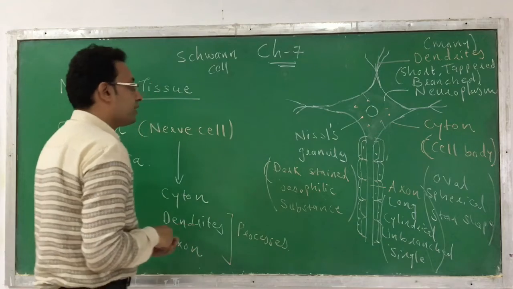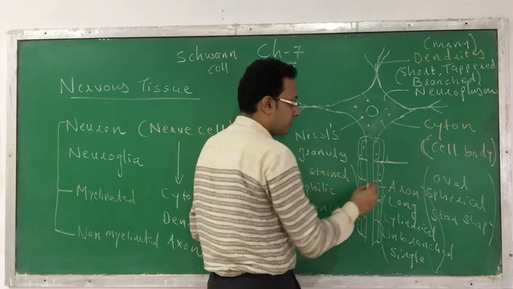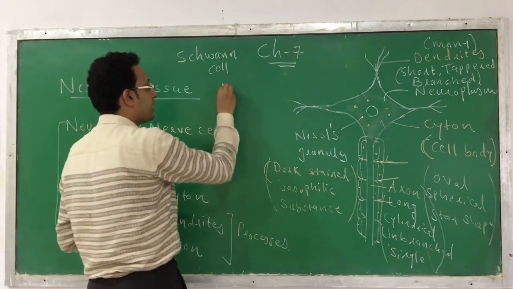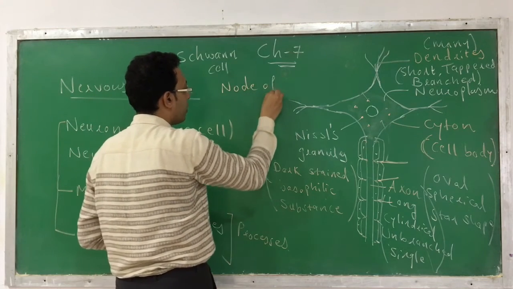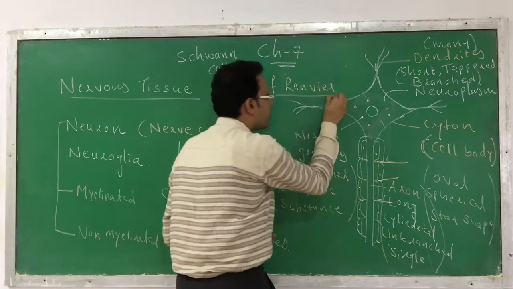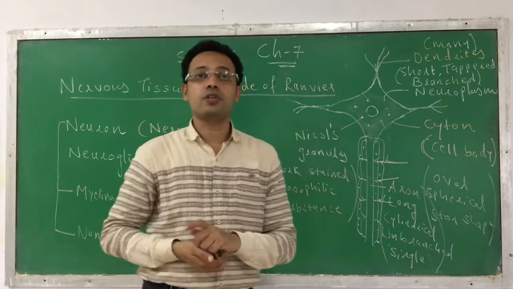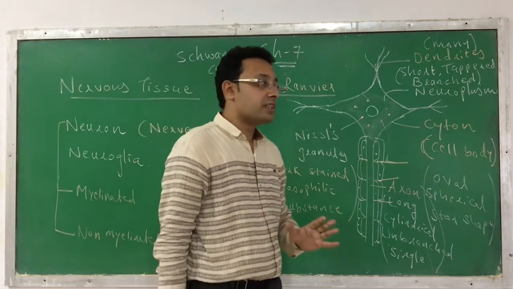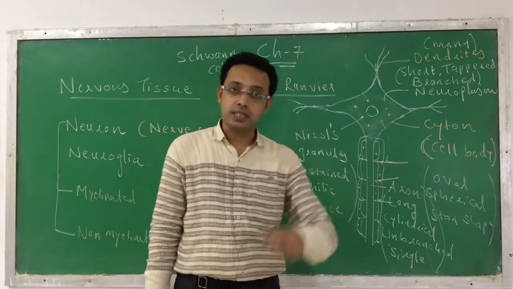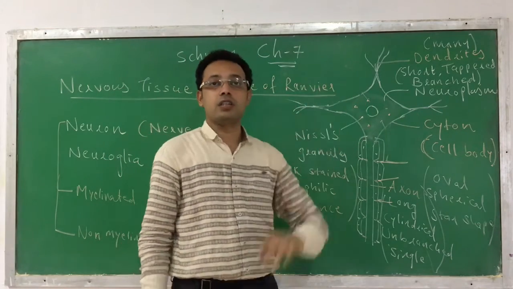Clear? Apart from that, the most important thing is, here you can find the constriction. At regular intervals you can find the constriction, and I am writing its name over here. This constriction is called the node of Ranvier, which is the constriction found at regular intervals in the structure of an axon. Okay? And this myelin is also surrounded by specialized cells, which we call Schwann cells. That also contains the nucleus. So this is regarding the structure of the neuron or the nerve cell.